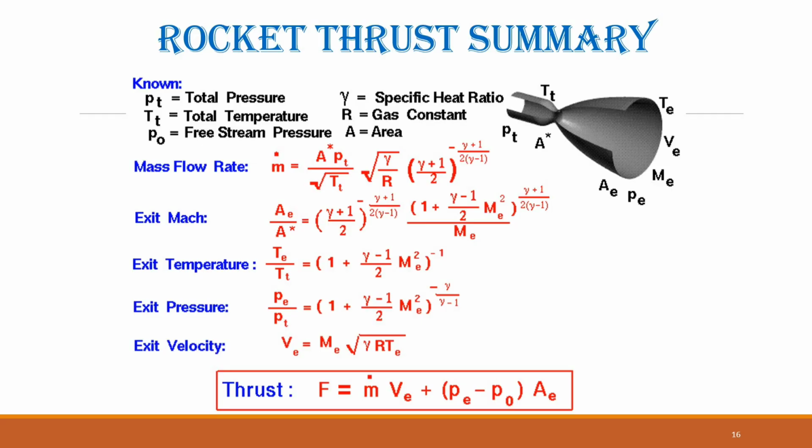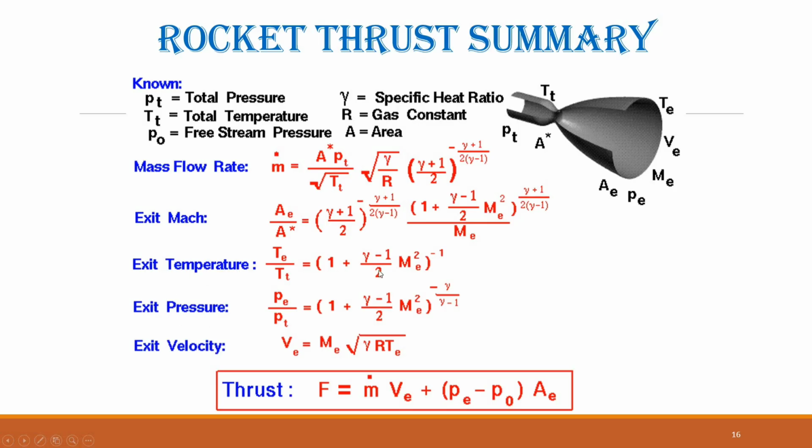After determining the exit Mach number, we can calculate the exit temperature. The image shows the ratio of exit temperature to total temperature. In formula form, this ratio depends on the exit Mach number and the specific heat ratio. In words, the exit temperature divided by the total temperature is equal to 1 plus the quantity gamma minus 1 divided by 2 times the exit Mach number squared, and this entire quantity is raised to the power of minus 1. As the Mach number increases, the temperature decreases because internal energy is converted into kinetic energy.